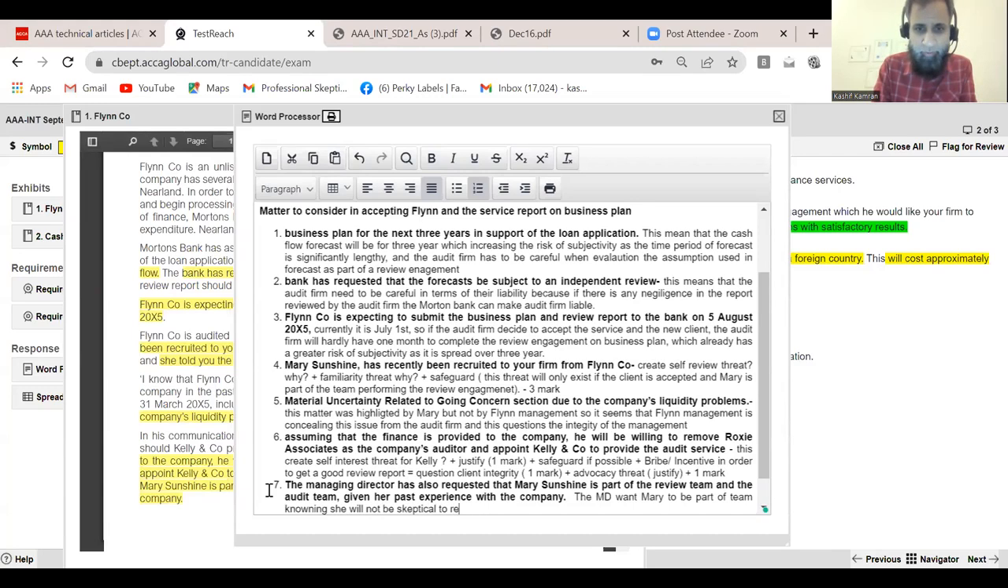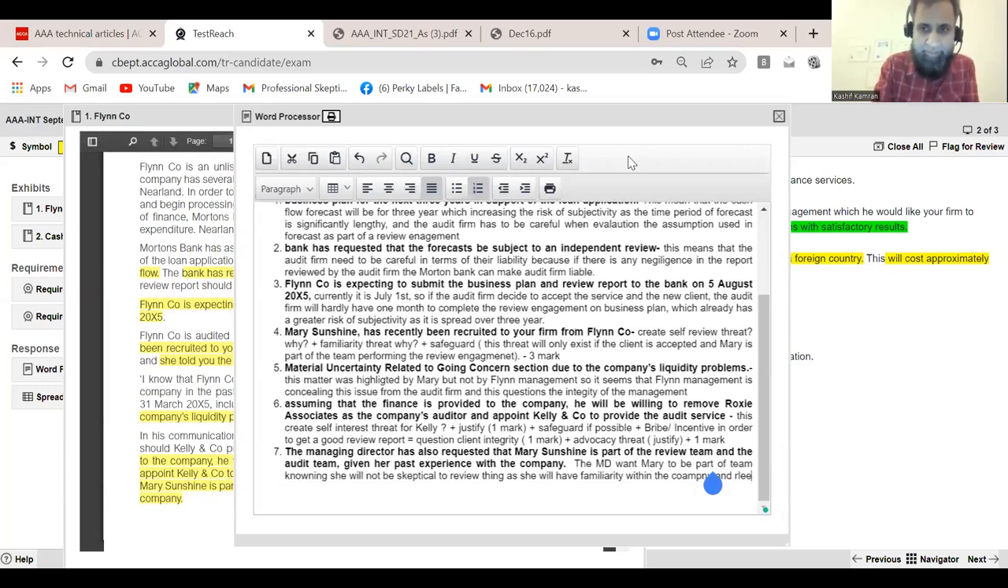She will not be skeptical to review things, as she will have familiarity within the company and be reluctant to review things, as she had previously been in the company. She will be reluctant, right? Because she had been in the company.